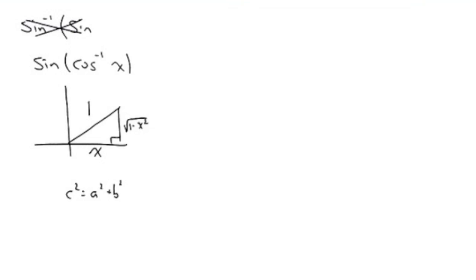So, remember this cosine inverse represents what? The x represents a ratio. It represents the angle. So here's your angle. Let's let our angle be equal to theta. So here's theta, our angle. Then it says, well, take the sine of this angle. Well, what's the sine of this angle?